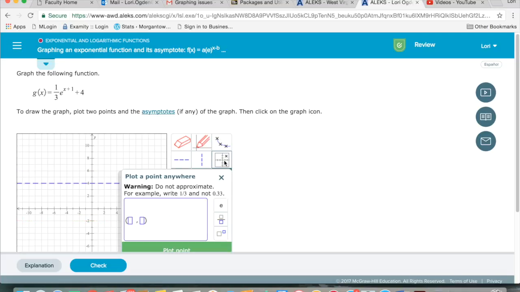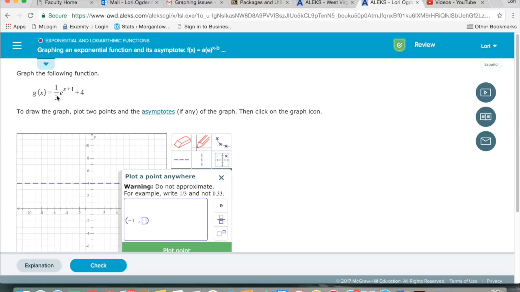All right, so now to plot a couple points. Again, just do this in terms of e. I'm going to select values of x that are going to make it easy on me. So if I plug in -1 for x, I would have e to the -1 plus 1, or e to the 0. Anything to the 0 power is 1. So e to the 0 is 1.